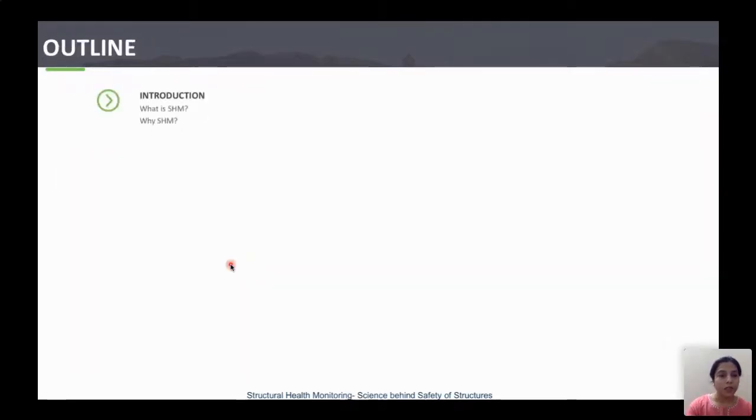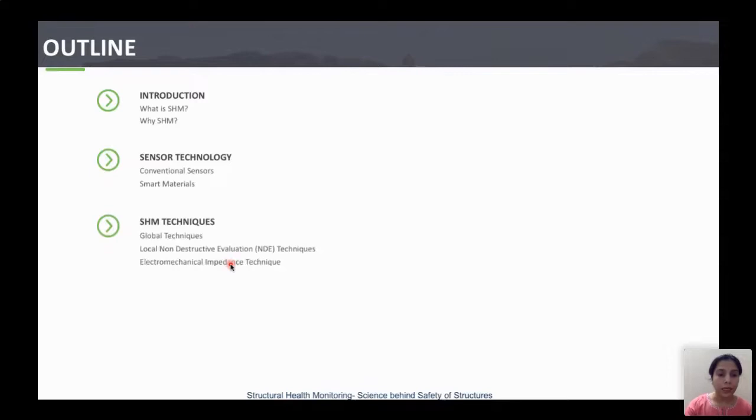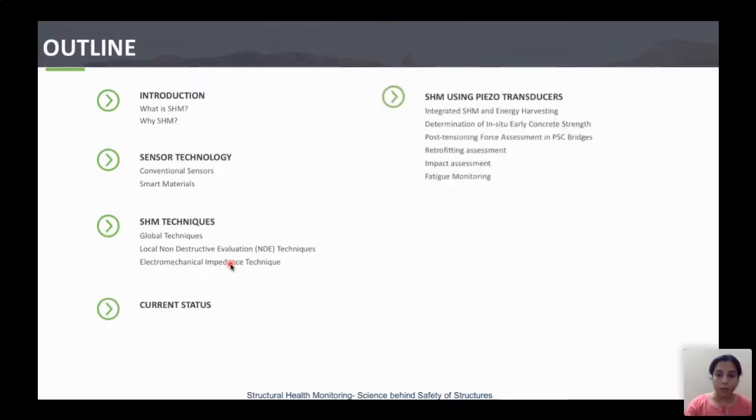The agenda which we'll be following in this presentation will be first talking about what is health monitoring, structural health monitoring, and why it is important. Then we'll talk about different kinds of sensors which are used in SHM, the conventional sensors and the smart material based sensors. Then the techniques which are used in SHM. Then what is the status of SHM?